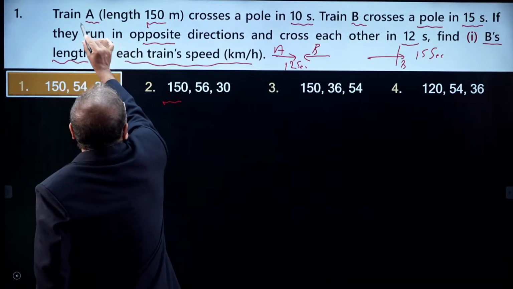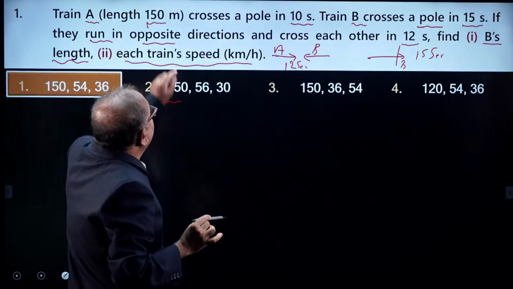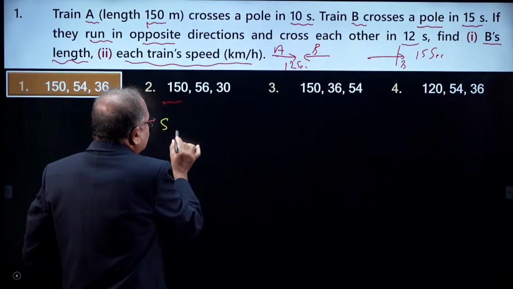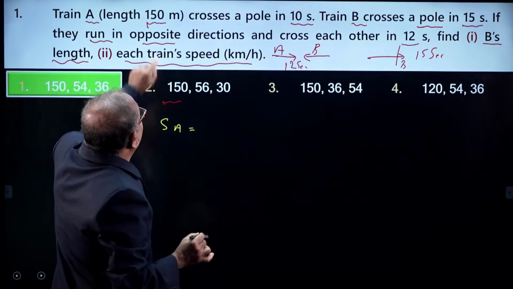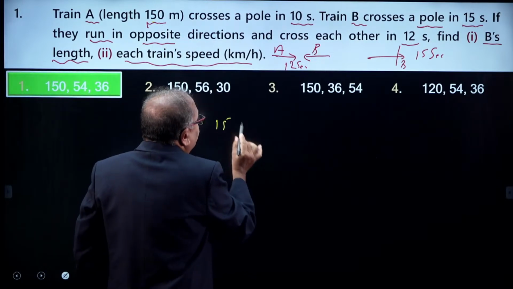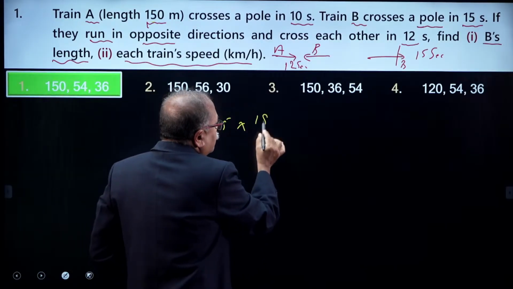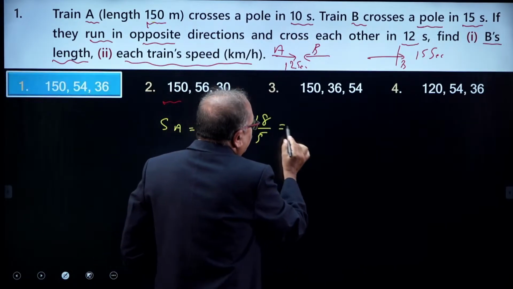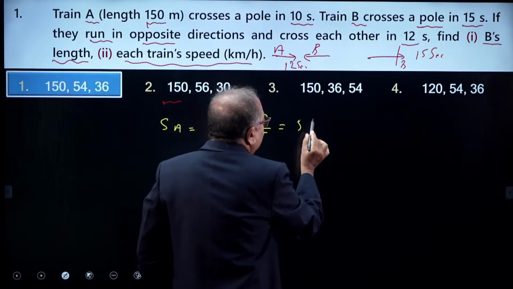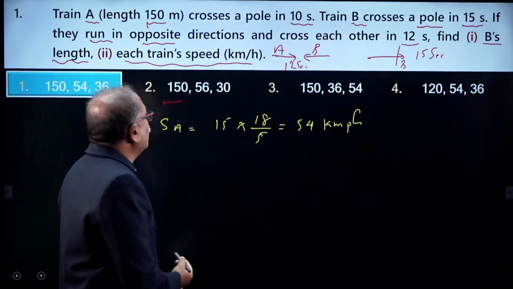Here, what you came to know is that the length of the train is 150 meters, and it crosses the pole in 10 seconds. So what is the speed of A? The speed of A will be 150 divided by 10, that is nothing but 15 meters per second. But everything is given in kilometers per hour, so obviously I will multiply by 18 by 5, and 15 times 18 by 5 comes to 54. So 54 kilometers per hour is the speed of train A.